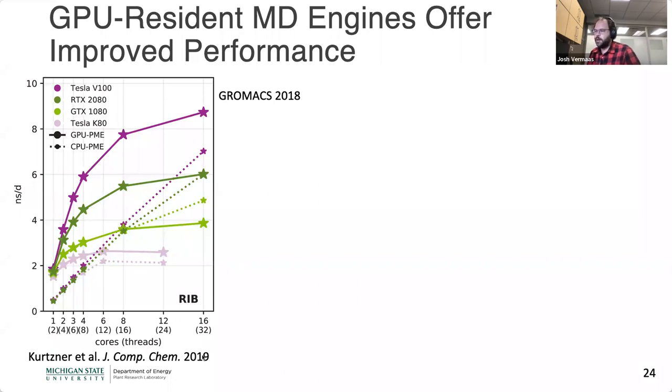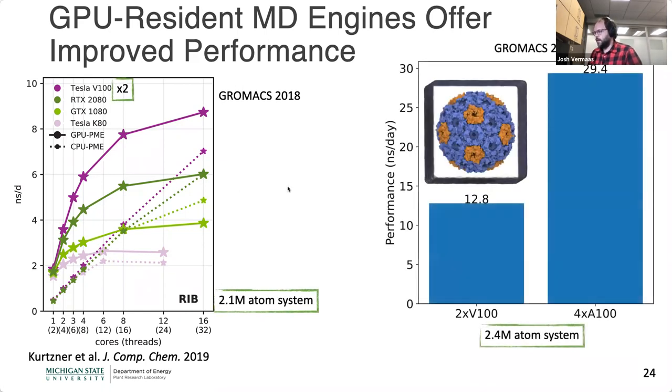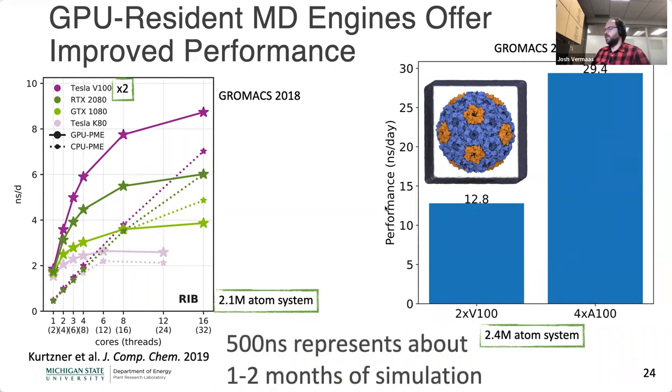So this is a paper from 2019, where a V100 could get you about 8 nanoseconds per day for a really big system. This was 2.1 million atoms. Nowadays, this is not even all that much further along. This is a roughly similar size system where we can get like 30 nanoseconds of sampling in a single day on hardware that is reasonably easy to get our hands on. So 500 nanoseconds is now going to represent about 1 to 2 months' worth of experiment time, basically.